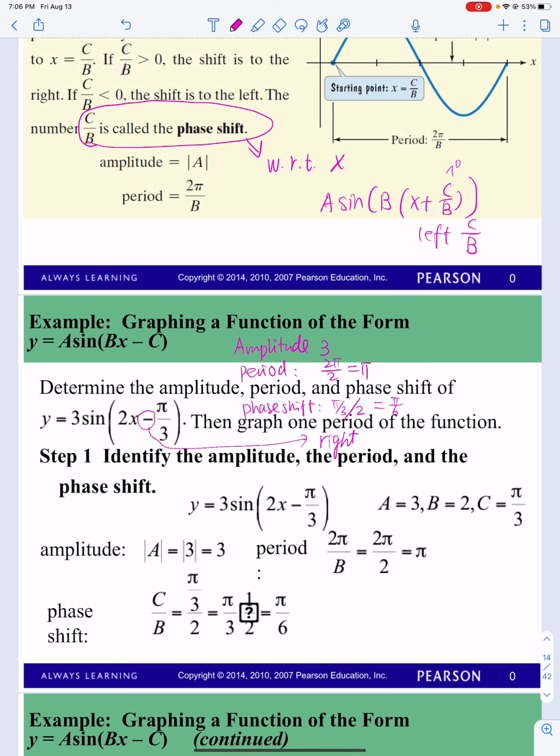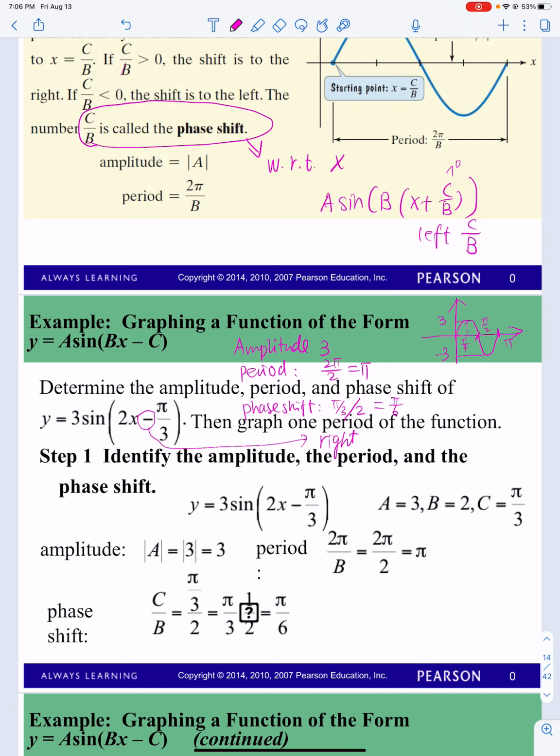Now let's draw the picture. What will you do first? You just draw sine, and your amplitude is 3. Here is negative 3. What is the period here? It's pi. So this is pi over 2, and here you divide by 2 again, pi over 4.